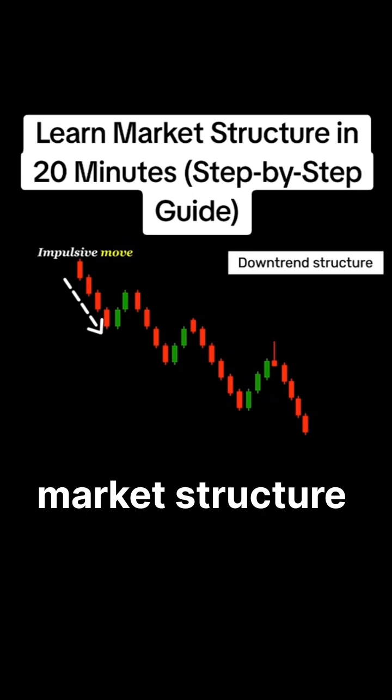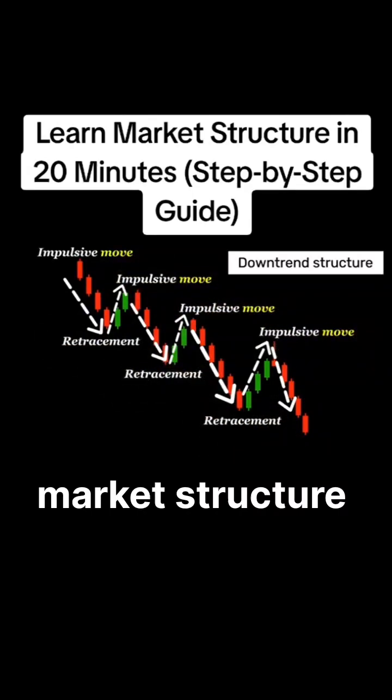After this impulsive move, the market does not continue falling immediately. Instead, it starts to move upwards slightly. This happens because some sellers begin to take profits, which causes a temporary rise in price. This upward movement is called a retracement or a pullback. So in a downtrend, the market is constantly alternating between these two phases, an impulsive move downward, followed by a retracement upward. Now the question is, how do we identify these phases and trade them correctly?